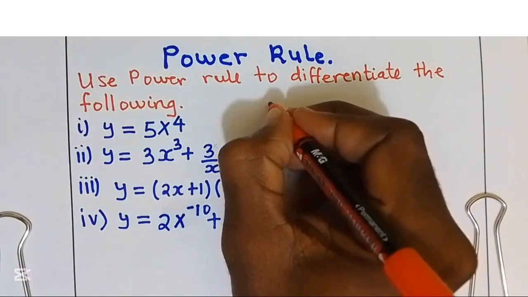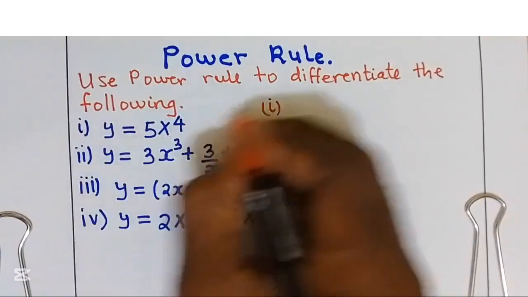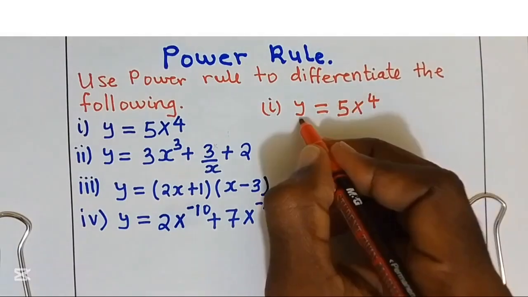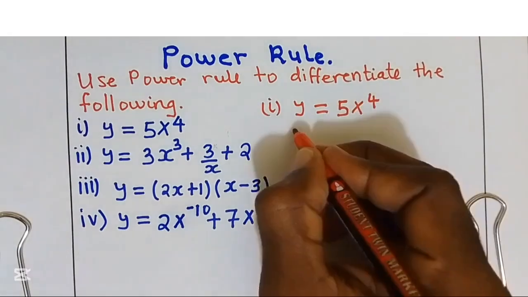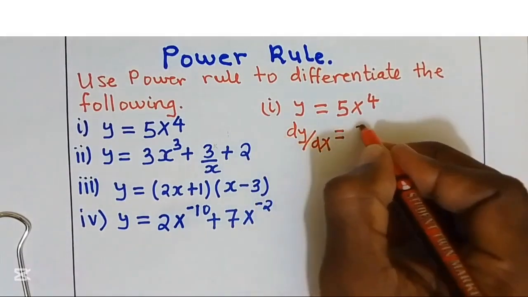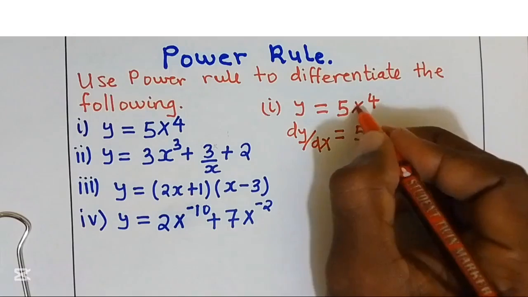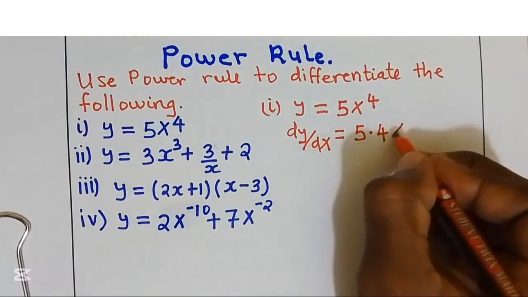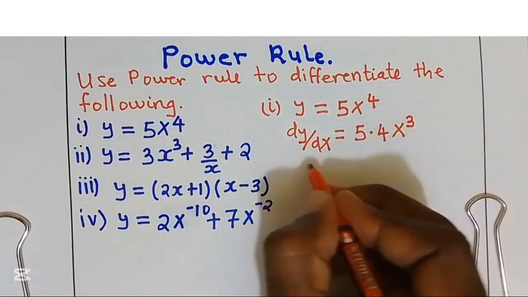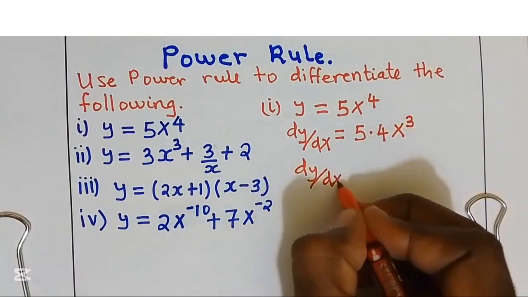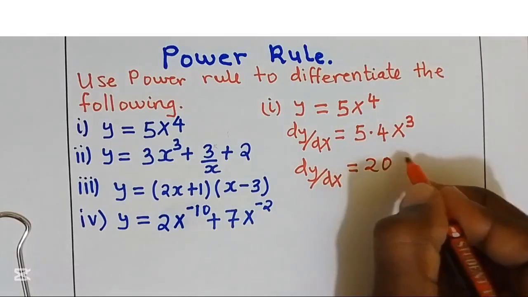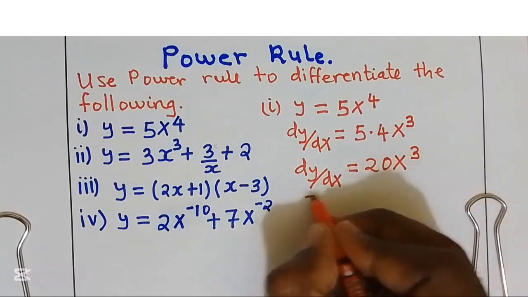Straight, let's do question number 1, which says that y is equal to 5x power 4. To differentiate y with respect to x, dy over dx is equal to 5. We are going to drop 4 down, multiply by 4, x, and reduce the power by 1, that is going to be power 3. Our dy over dx is equal to 5 multiplied by 4. It is going to be 20x cubic.